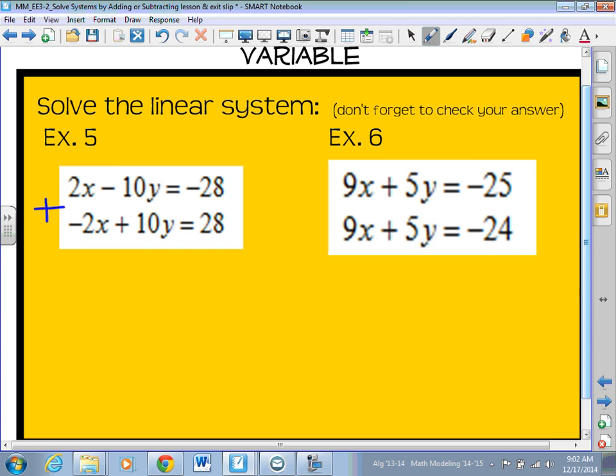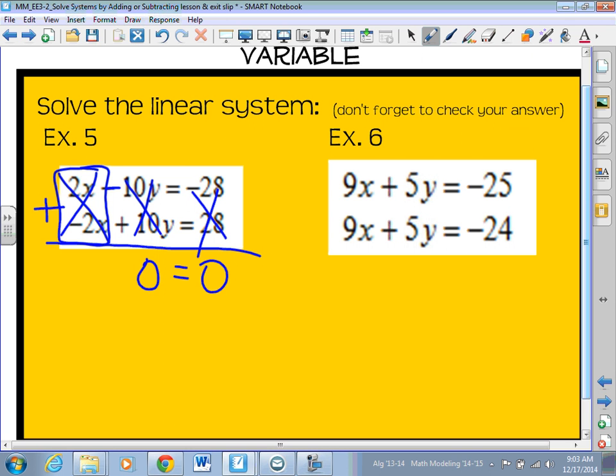So if I add them together, because that will cancel out my 2x's, that cancels to 0, but what happens to my y's? I have a negative 10y and a positive 10y. Well, if I add those two together, don't they cancel too? So I'm left with just 0. And on the other side, I have negative 28 plus 28. Well, oh my gosh, that cancels too. That's left me with 0 equals 0.